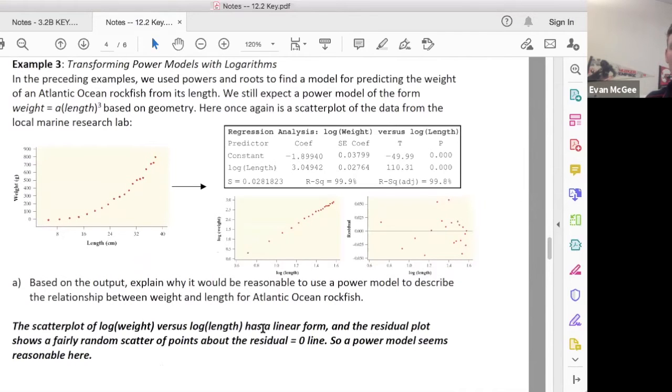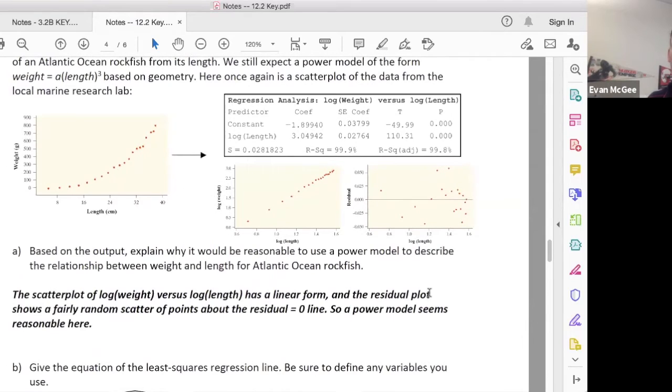So the scatter plot has a linear form and the residual plot has a fairly random scatter of points about the residual line 0, which is this line right here. It's just showing this, any point on this line or residual of 0 would be on the regression line. So the power model seems good.